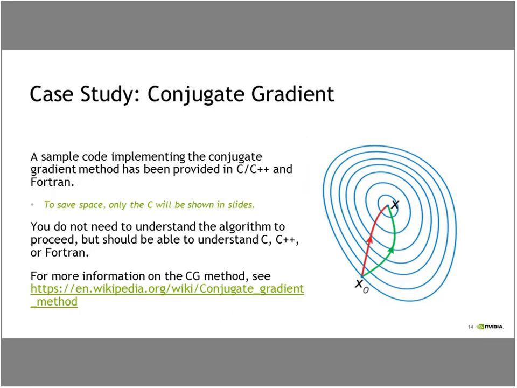As an example, we've provided in our labs a code that solves the conjugate gradient method. You don't necessarily need to understand what this does, but basically if you view these blue lines as a gradient, what the algorithm is trying to do is find the minimum along that gradient. We've provided you source code in C, C++ and also Fortran that you could use, but I'm, again, only going to be showing the C here in the slides. You don't need to understand this algorithm to do the labs. However, if you want to read more, I've provided a link here to where you can read more on Wikipedia.